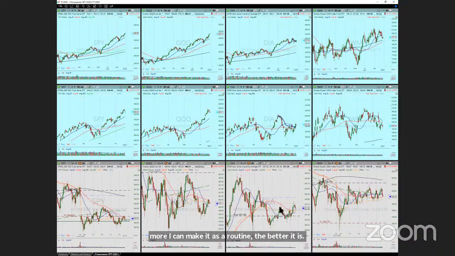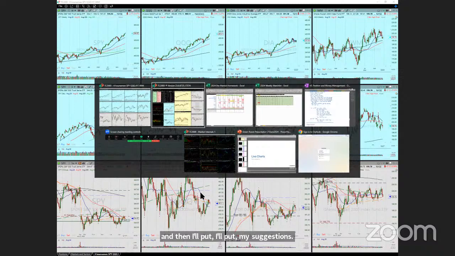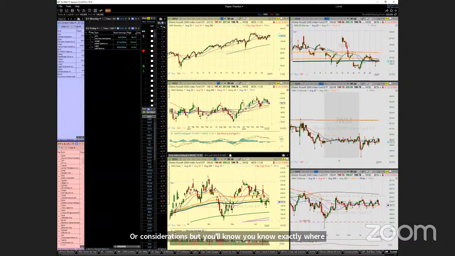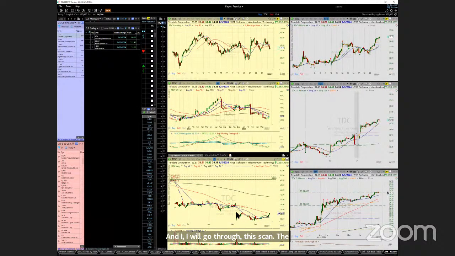I'll stop sharing. I'll go through the scans and then I'll put my suggestions or considerations, but you know exactly where they've come from. They've come from this Friday. I will still go through the shorts, and I will go through this scan to see, TD looks like one that will make the list. But that was the intent. I will get a link to the PowerPoint and I'll drop it in the green room on Monday next week. I'll do a PDF of the PowerPoint.